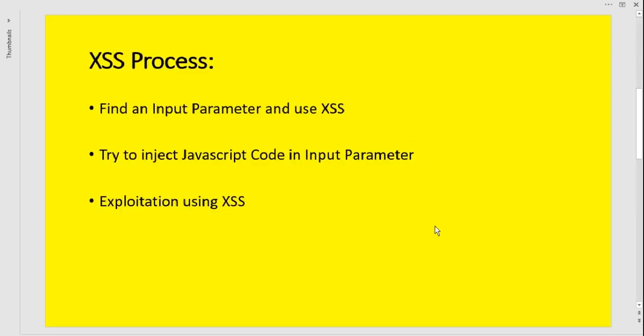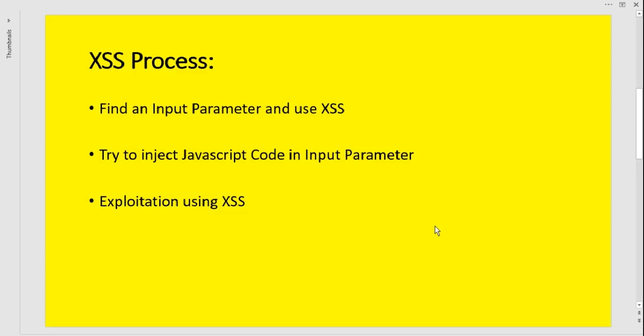First of all, we will find an input parameter and then we will try to run an XSS script in that input parameter. Now what I mean by input parameter, if you visit an e-commerce website, you will find a search bar to search for the different products.